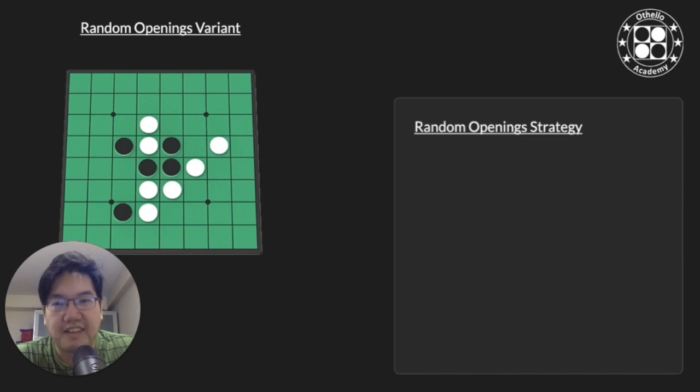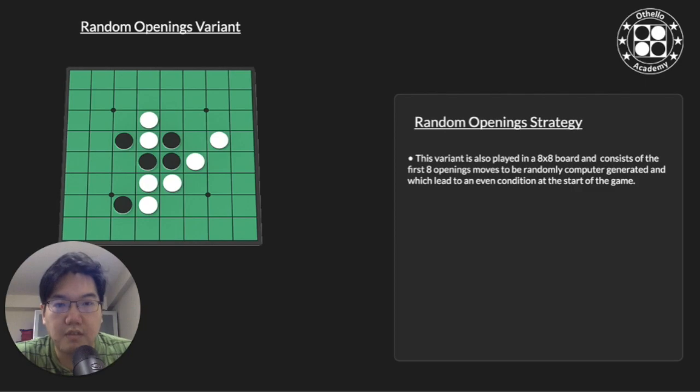So today we're going to talk about this random openings variant and some basic strategies for this variant. So essentially, this variant for XOT is also played in 8x8 board and consists of the first 8 opening moves, which is randomly computer generated.